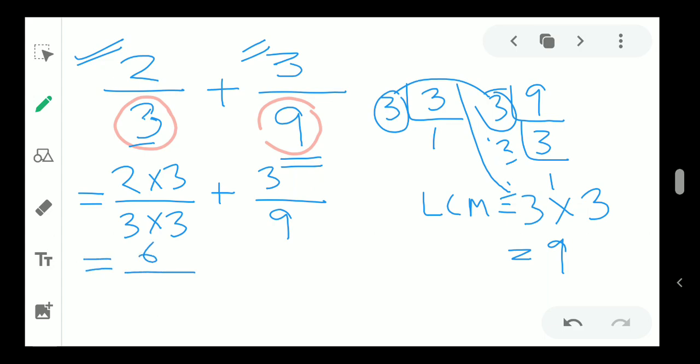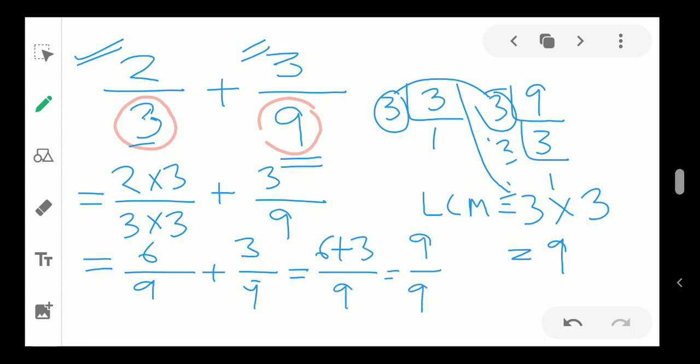So now you can do it. It is 6 by 9 plus 3 by 9, so this will be 6 plus 3 by 9, that is 9 by 9. Now this fraction bar actually means division, so 9 divided by 9, which is basically 1. So the result of this addition is 1.